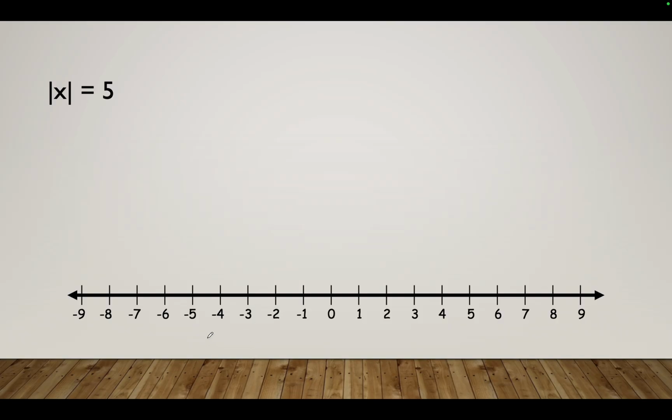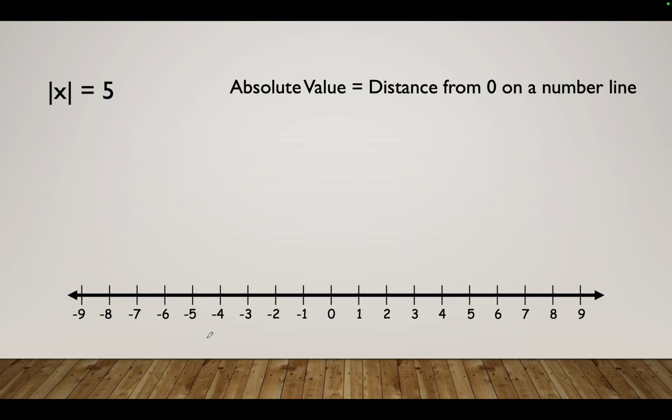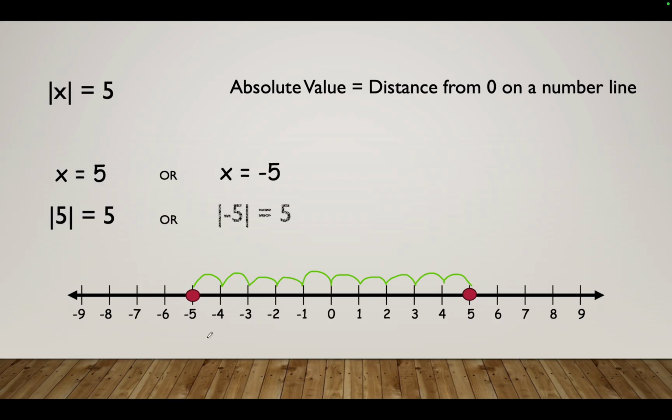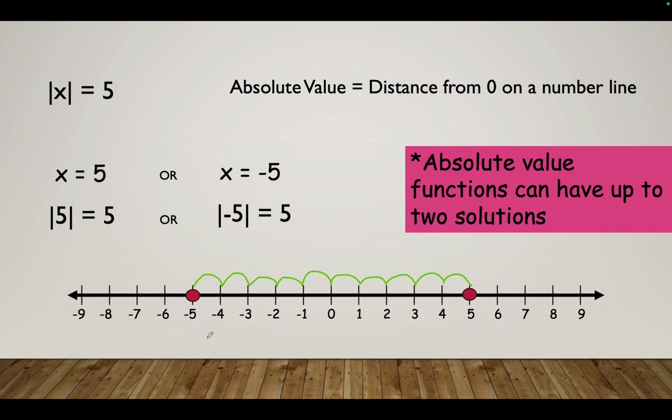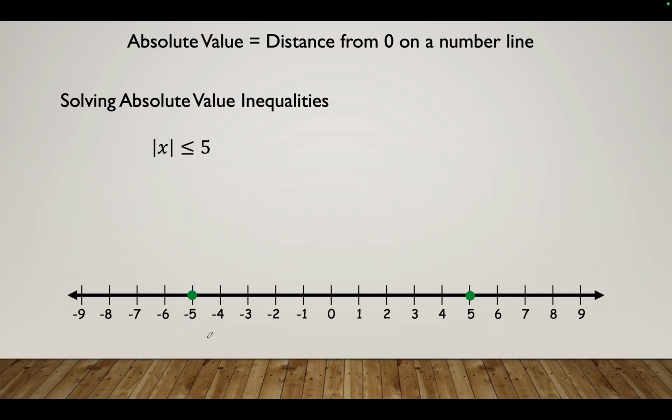So the absolute value of x equals 5. Distance from 0 on a number line. How far away is 5 from 0? Well, we get positive 5. And if we count the other direction, we would land at -5. So x is at 5 or -5. Absolute value equations can have up to 2 solutions.